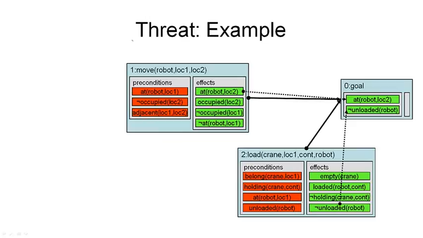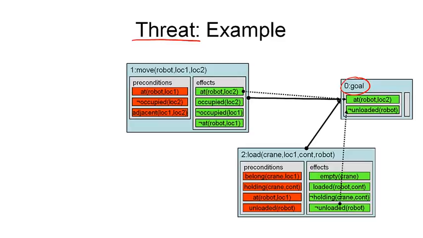I will now introduce the concept of a threat in a partial plan, and I will use an example to illustrate this. What we see here is a partial plan to which I've already added two actions to support the two goal conditions. We also see the dummy action for the goal over here, and there should be a second dummy action for the initial state, but since we're not going to use that in this example, I've left it out here to save a little space.